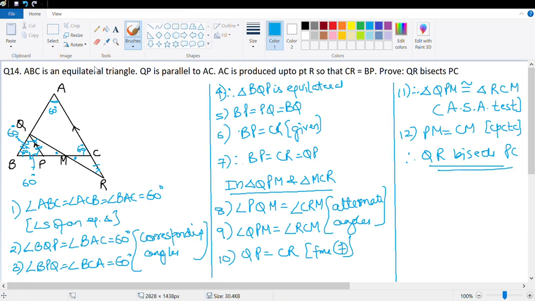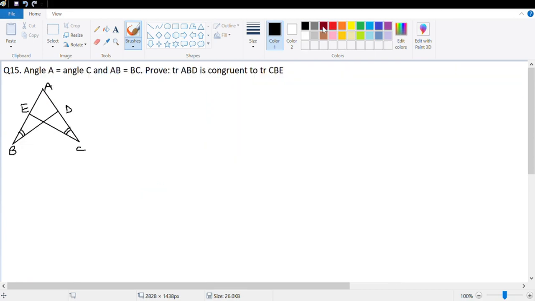The next question that we do is question number 15. Question 15 says angle A is equal to angle B is equal to angle C. I don't know if I've written it correctly. Let me just check the question. I have named it improperly. This is not A, this is B. And this is not B, this is A. Yeah, my diagram was wrong. That's why the confusion. So this is point B and this is point A.